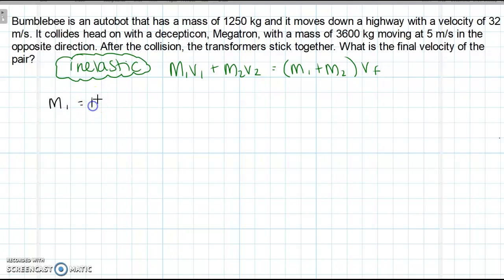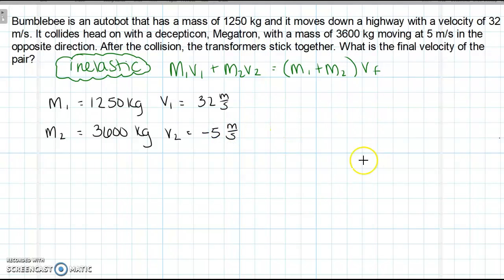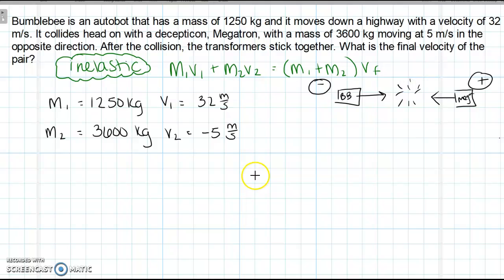So m1 is equal to 1,250 kilograms. m2 is going to be the Decepticon, and that is 3,600 kilograms. And the initial velocity for Bumblebee is 32 meters per second. And the initial velocity for Megatron is -5 meters per second because they are going in the opposite direction. So I'm going to call Bumblebee moving in this direction as positive. And here, let me rearrange that so it makes more sense. So this is going to be my positive side. So this is going to be Bumblebee, and this is going to be Megatron. This is going to be my negative side. So that's why I'm saying that he's moving towards the negative direction there. And then at some point here, there's going to be a collision. All right, and we want to know what the final velocity for this pair is.